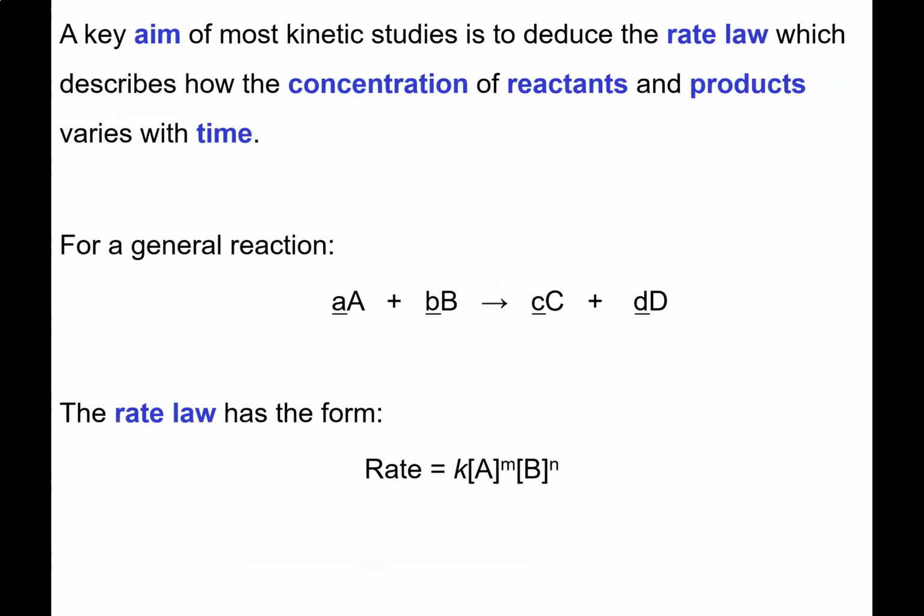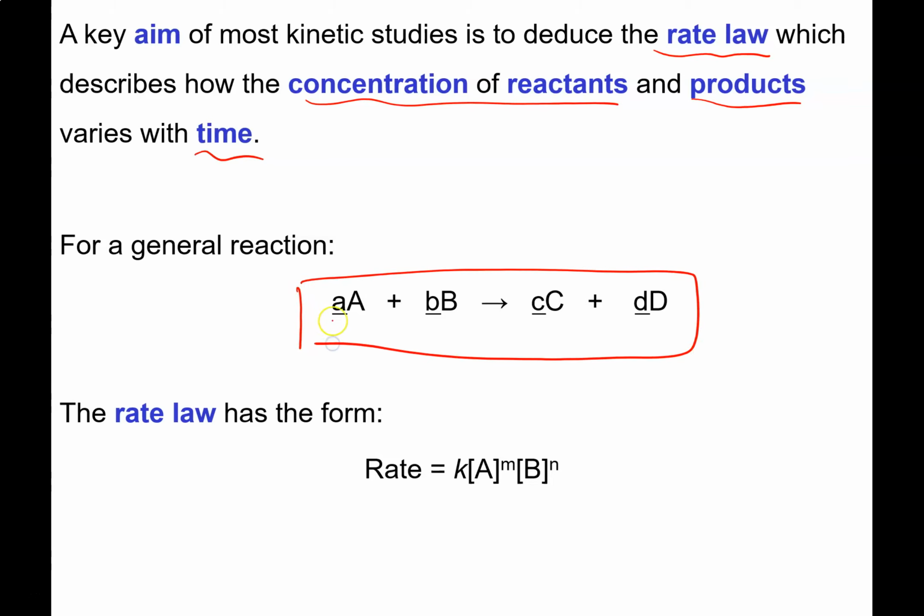So a lot of kinetic studies are aimed at figuring out what the rate law is. That is how the concentration of the reactants and the concentration of the products varies with time, and we want this expressed in terms of the initial concentrations of our reactants. So if I've got a general reaction where the lowercase letters indicate the stoichiometric coefficients and the uppercase letters indicate the things that are reacting and being produced, the rate law is of this form.